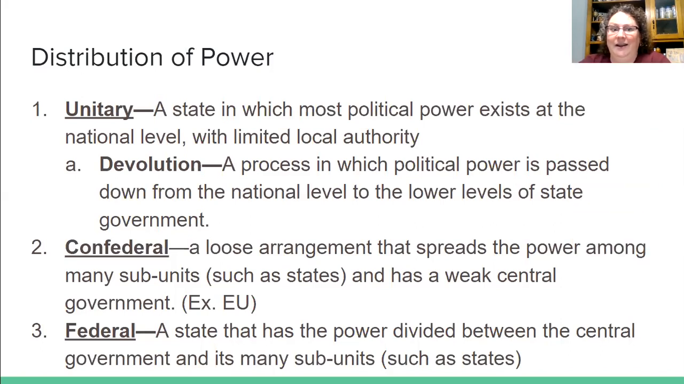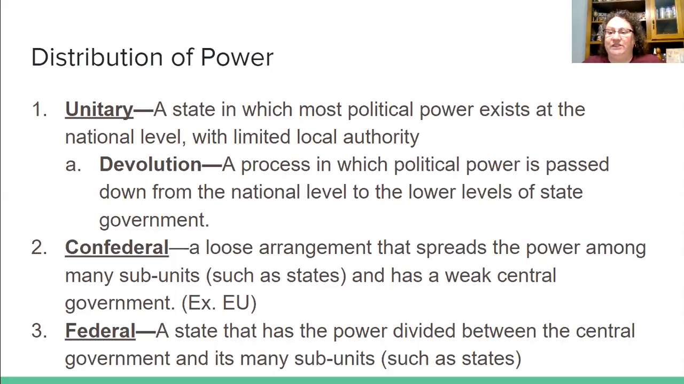Okay, then. All right. So unitary would be the United Kingdom, China, and Iran. Confederal, nobody basically functions as a confederal state today. The EU kind of is our best example. Federal would be Nigeria, Mexico, and Russia. Think about Russia's name. It's the Russian Federation. Mexico's official name, the United States of Mexico? Mexican United States. And then Nigeria is a federal republic, okay?